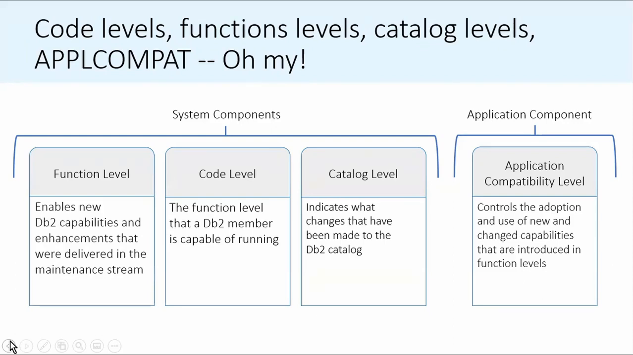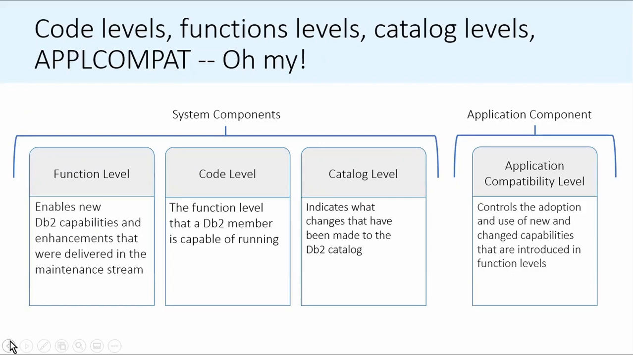So the code level is what happens every time you apply maintenance. Certain maintenance will increase your code level. Now you can apply regular maintenance, preferably with the RSU process, which is the recommended service update process. You can apply that code as you go along, and it won't always change your code level. But every so often, you will hit a specific set of maintenance that will change your code level, and that code level will support higher levels of catalog levels and function levels.